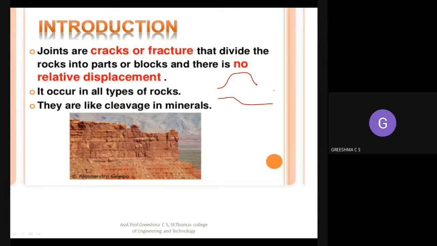This joint occurs in all types of rocks. It is like the cleavage that you see in a mineral. See, these are all joints. What you are seeing is a rock joint. This is a crack. These are cracks or fractures, but you can see that there is no distance between these two parts.